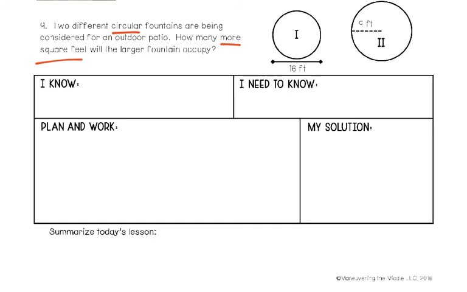So I know a few things. One, I need to know the area. I know that the question is asking me for the square footage, so I'm looking for the area. But already I'm given the diameter and the radius of each fountain, so I can actually find the radius of both fountains. I can find the radius of this one, I just take half of this number. So take a second and figure out the radius of both these fountains. Write that in the I know box and then press play whenever you're ready to check.